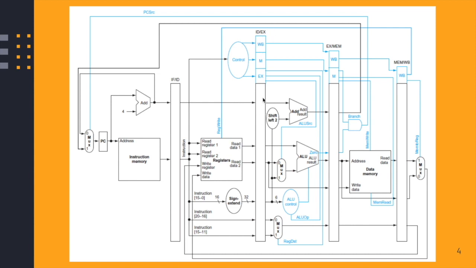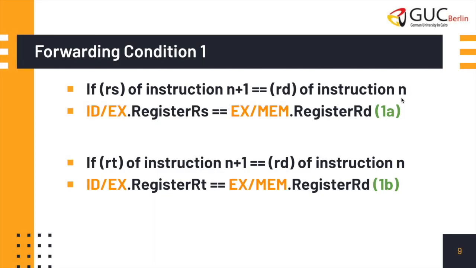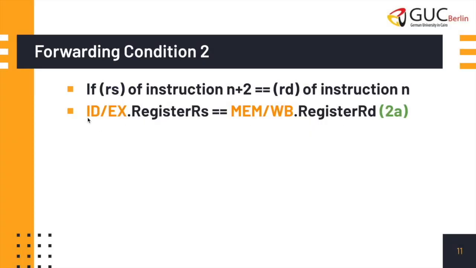So now I'm checking the values of instruction n plus 2, rs and rt, but in the first condition, 2a, we are only checking for rs, is equal to the MEM/WB register rd of instruction n. I'm checking if they are equal or not. The source, or the first operand, is equal to the destination. That's why we checked ID/EX.RegisterRs is equal to MEM/WB.RegisterRd, and this is the first part of the pair of forwarding condition 2.